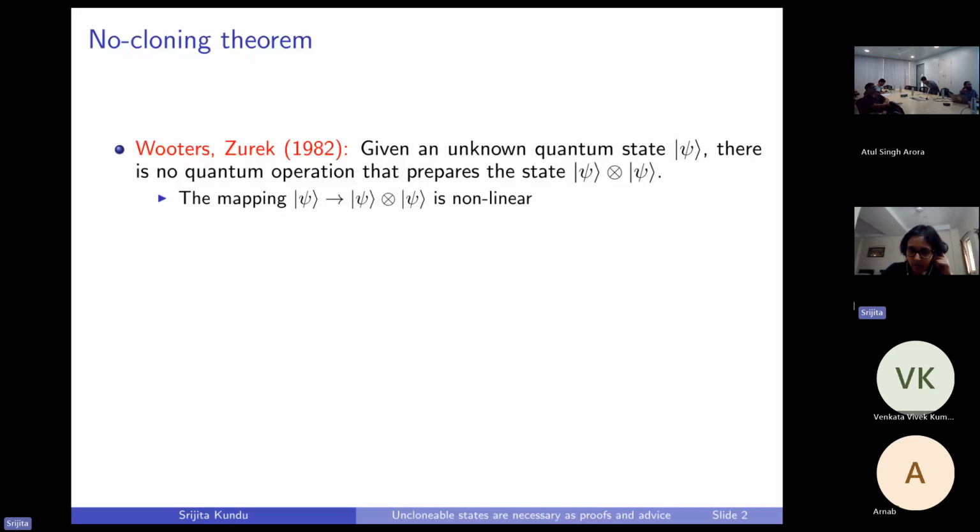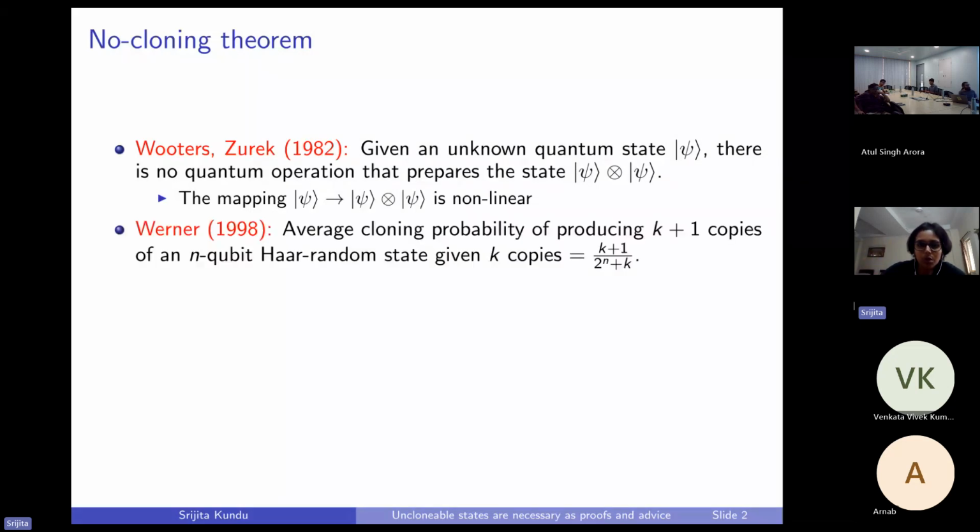So this is just an impossibility statement, but more useful results are about what average fidelity you can achieve for cloning. Werner showed in '98 that if you have Haar random states, then for any cloning operation, the average cloning probability of producing k+1 copies given k copies is exponentially small if k is only polynomial in the number of qubits.